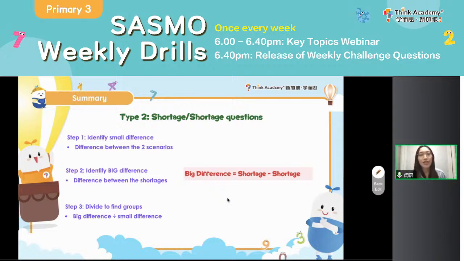And then how can we figure out the small difference? That is to compare the same group within 2 scenarios. And again, you see that actually the steps are quite similar, right? Find the big difference, small difference, and then apply division. And do remember that in the end, to figure out the total number of objects, what should we do? Yes, you need to subtract the shortage part. Okay, pay attention to the operator. Any question? Okay, good.